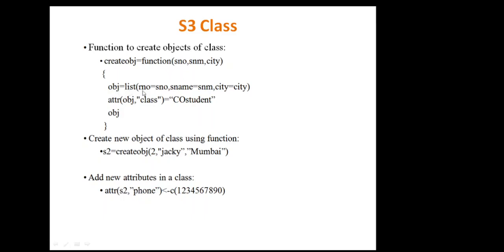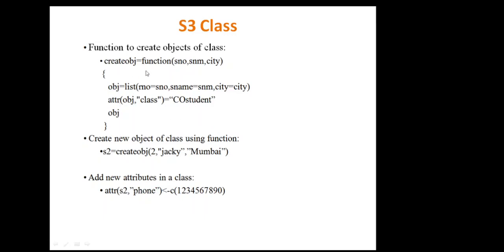So object equals list of roll number, SName and CT, and these are the values that a user can pass to create an object. Then by using the attr or attribute function, we can assign a class to that object. Here I have created a list called obj, and then attr of obj, class means we are assigning this class attribute to this object, equals CO student, meaning we are creating this object of the CO student class through this function.